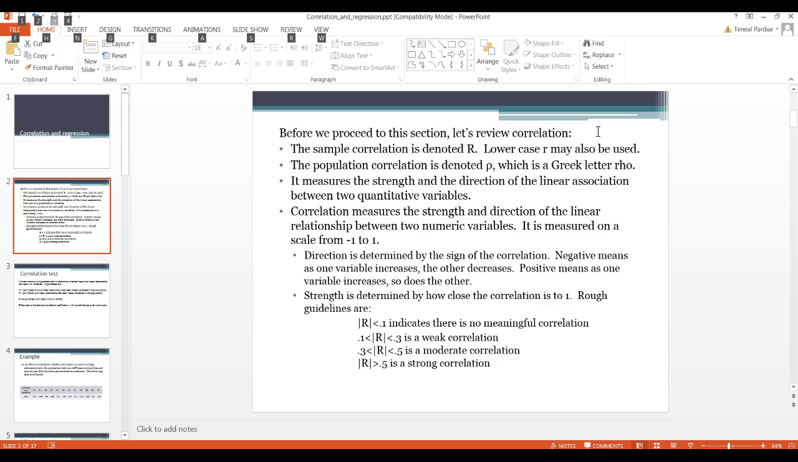The strength is by the magnitude of the correlation, how close it is to 1 or 0. And then we gave these rough guidelines, which is an absolute value of R less than 0.1 means there's no meaningful correlation. If R, whether negative or positive, is between 0.1 and 0.3, that's weak. 0.3 to 0.5 is moderate, and then more than 0.5 is considered strong. These are very rough guidelines, just like with any of the other effect sizes we've looked at. You always want to take the context into account, and compare to other similar studies in the field.